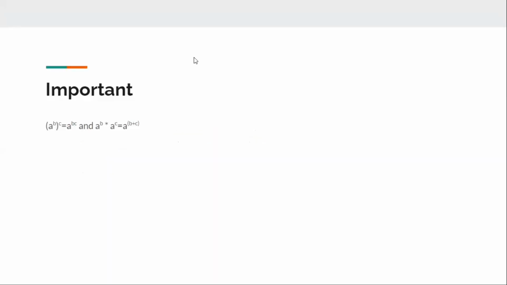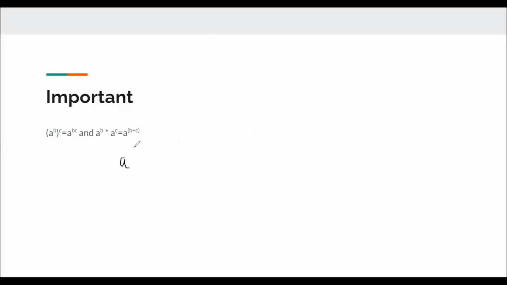Something important: a to the power b to the power c is equal to a to the power bc, because you're multiplying a to the power b, c times. So it's going to be a to the power b plus b, c times, so it's a to the power bc. And a to the power b times a to the power c is a to the power b plus c.